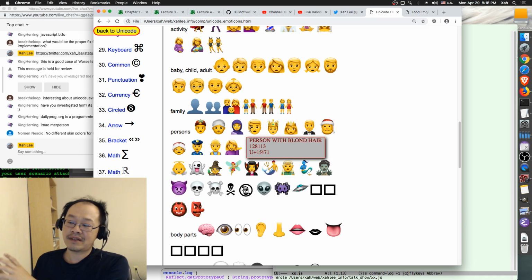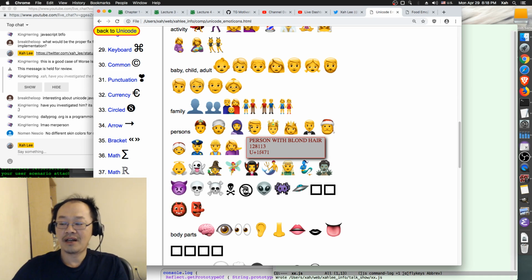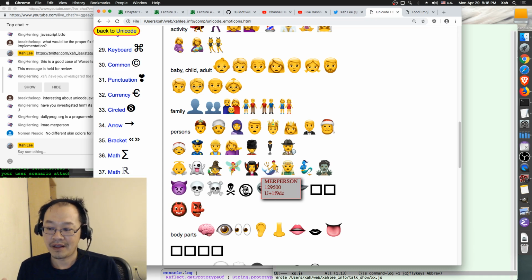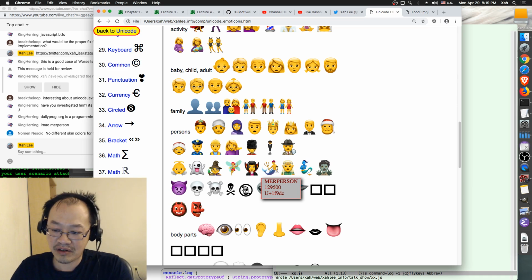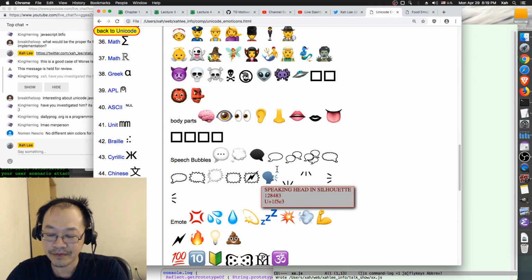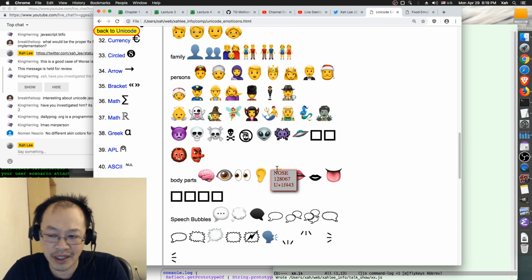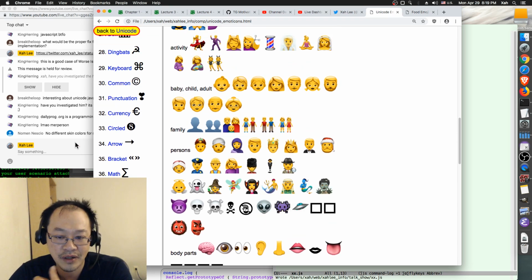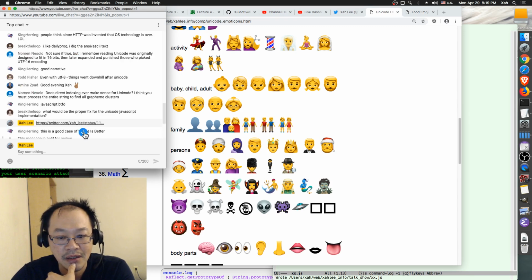So if you place that character adjacent, right after the mer person, then you'll get the male or female. And also, I think there's also skin color. So anyway, it becomes very complex. Unicode has become this political situation and very complex.